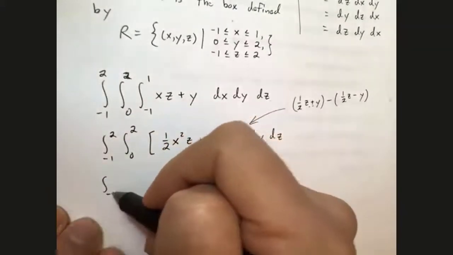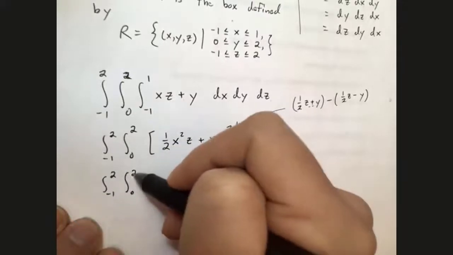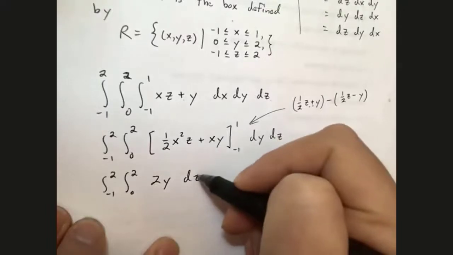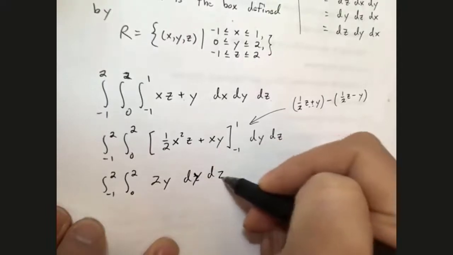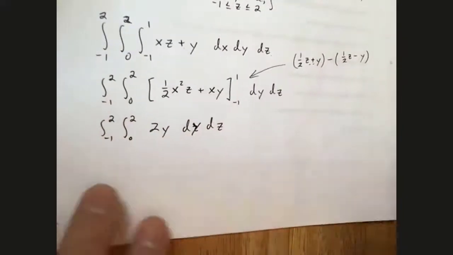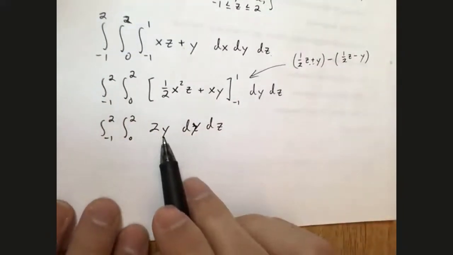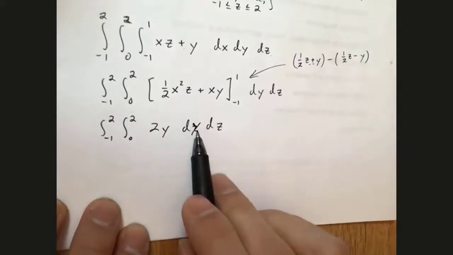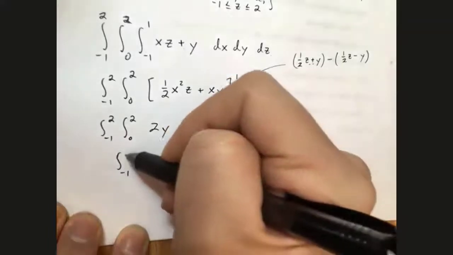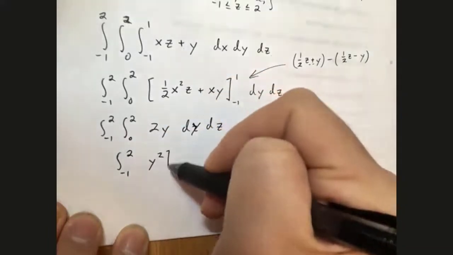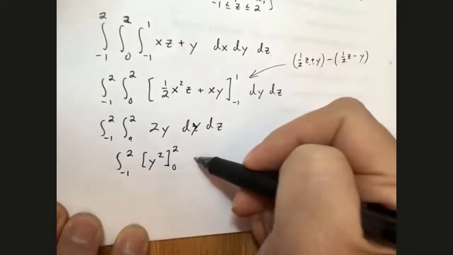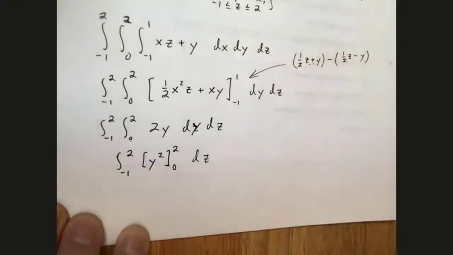Okay, so there we go. 2y. Oh, that's dy first, and then dz. Okay, so the next step, we're going to antidifferentiate 2y with respect to y. Well, the antiderivative of 2y is y squared. So I'm going to evaluate y squared from 0 to 2. And then I'm going to integrate that with respect to z.